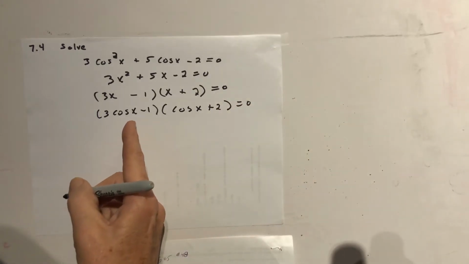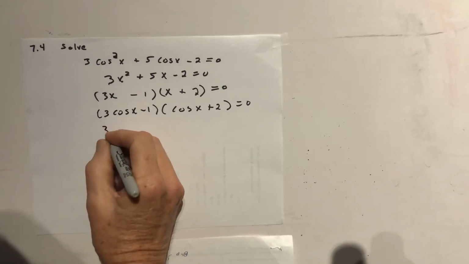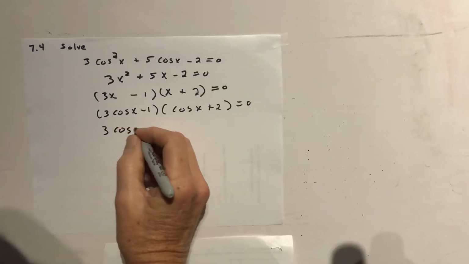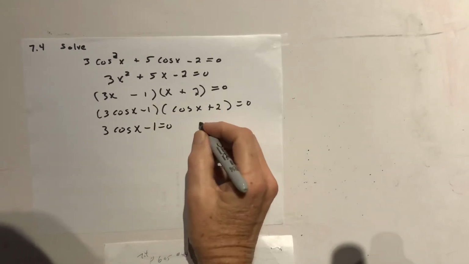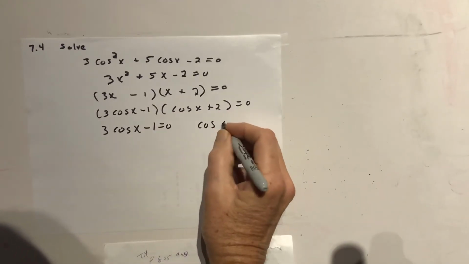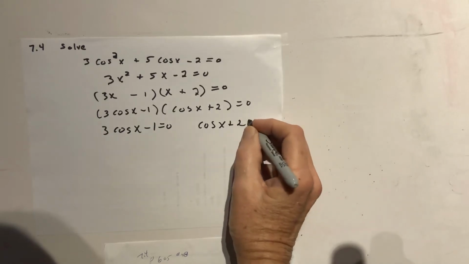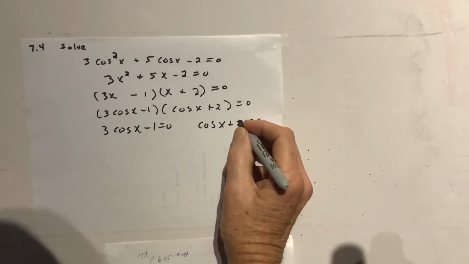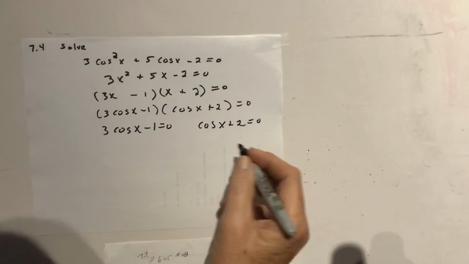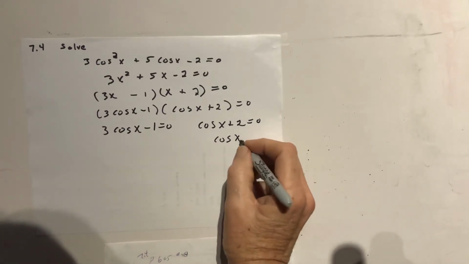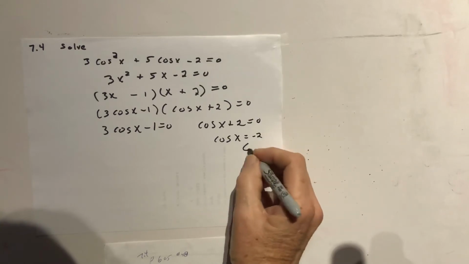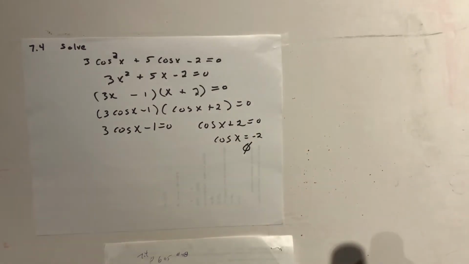So let's solve this one. It equals 0, and this one equals 0. Let's do this one first because it's easiest. Move the 2 over. Cosine x equals negative 2. Cosine cannot be negative 2. Cosine can only go up to positive 1 and down to negative 1.